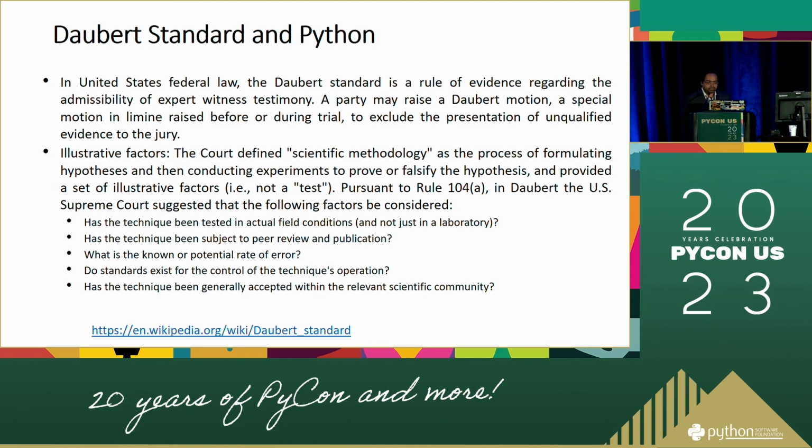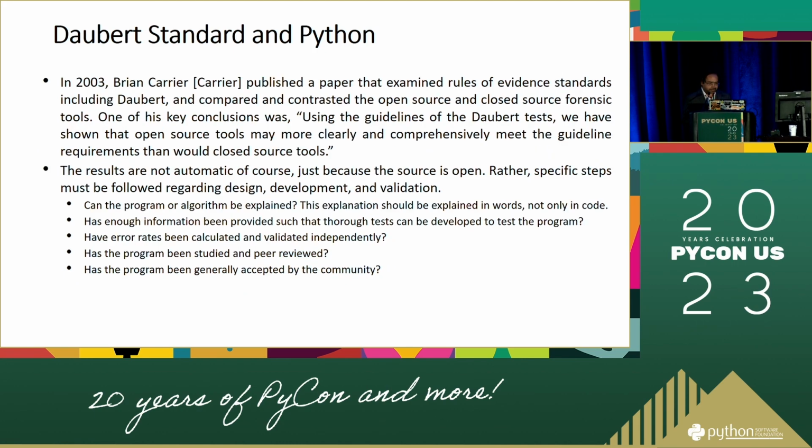Now, why Python is because there's a one-to-one mapping between Python's features and these illustrative factors. In 2003, Brian Carrier published a paper that examined the rules of evidence standards, including Daubert, and compared and contrasted open source and closed source forensic tools. On examination, he found, using the guidelines of the Daubert tests, that open source tools may more clearly and comprehensively meet the requirements than closed source tools.